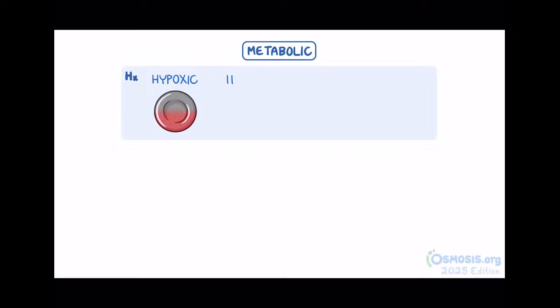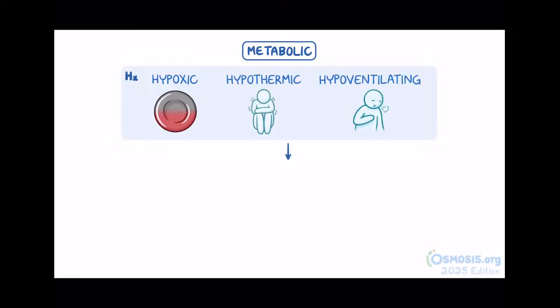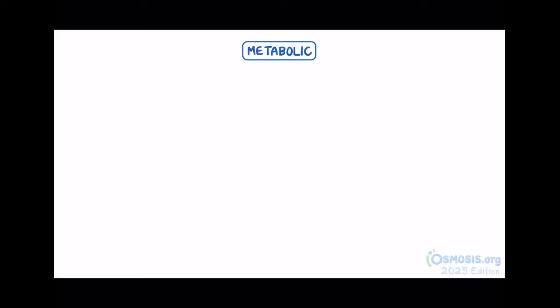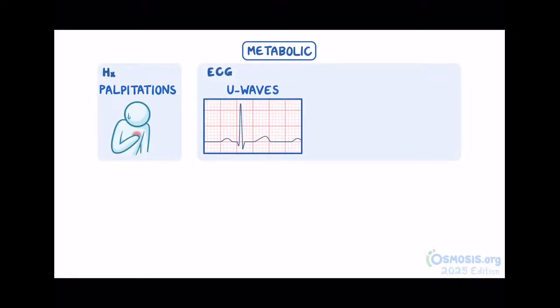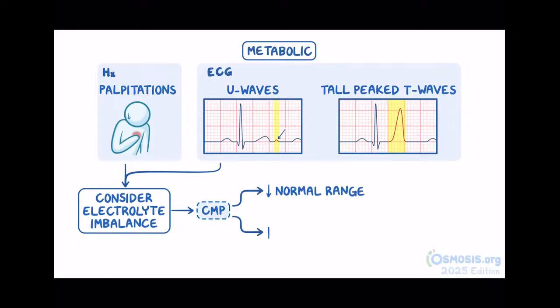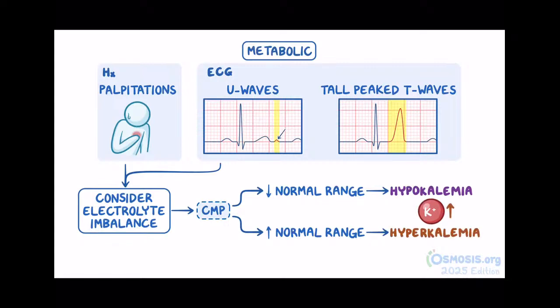Next, if your patient is hypoxic, hypothermic, or hypoventilating, pacemaker activity of the SA node can be reduced, causing reversible physiologic bradycardia. Finally, if your patient reports palpitations and their 12-lead ECG reveals U waves or tall-peaked T waves, consider electrolyte imbalance and order a CMP. If the serum potassium is below the lower limit of normal or above the upper limit of normal, consider hypokalemia or hyperkalemia as the cause of bradycardia.